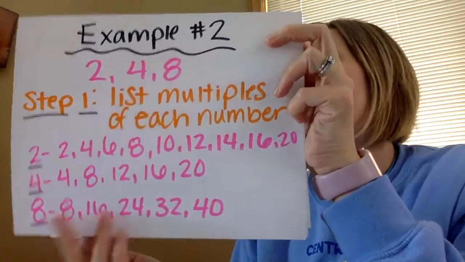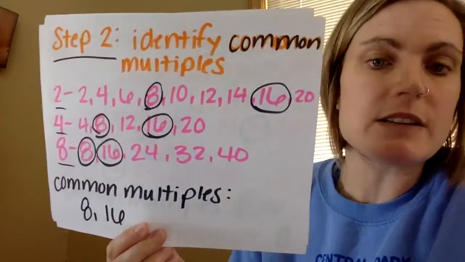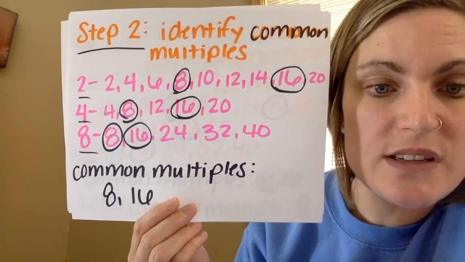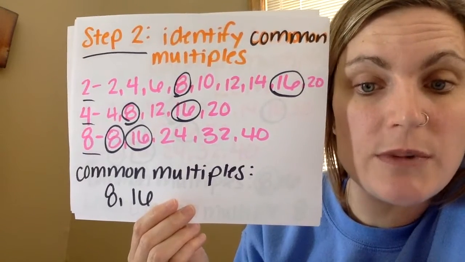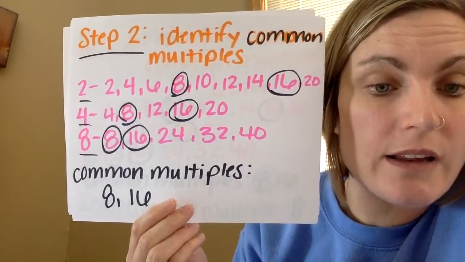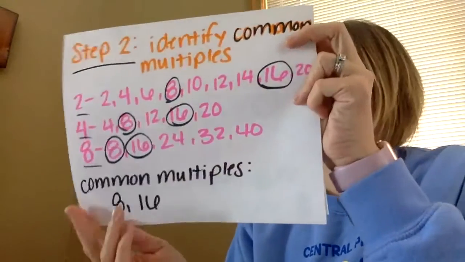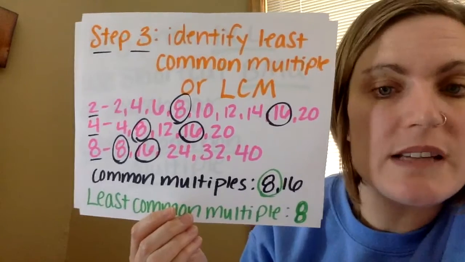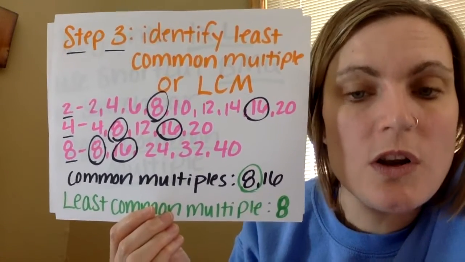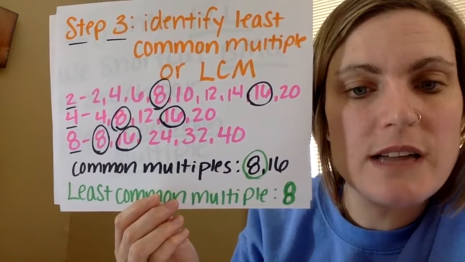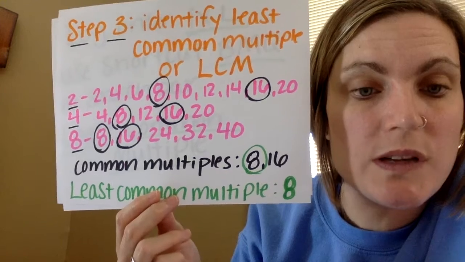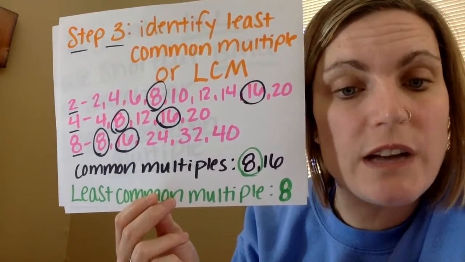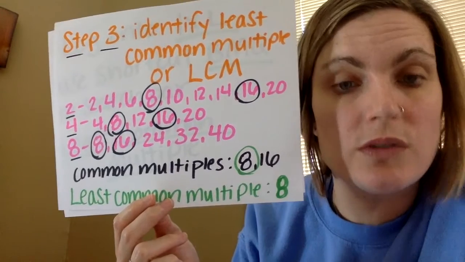Once I've listed those multiples, our second step is to circle, or identify, the common multiples. If I look at my lists, I have the number 8 and the number 16 in common on all of these lists. So my common multiples are 8 and 16. Our third step is to identify the least common multiple, or the LCM. I had 8 and 16 listed as common multiples, but the common multiple that is the smallest is the number 8. So for the numbers 2, 4, and 8, 8 would be the least common multiple.